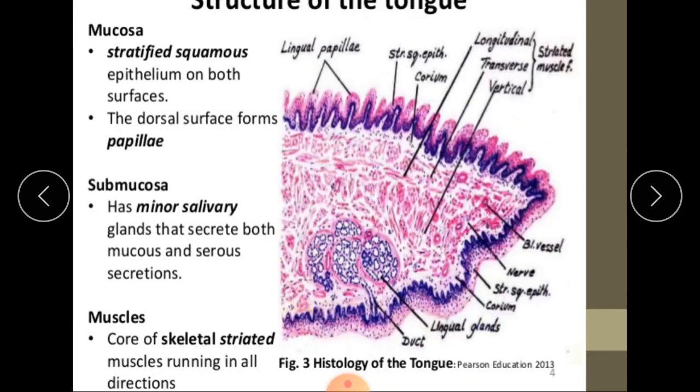Muscles: the core consists of skeletal striated muscles running in all directions. See, here straight muscles are present.